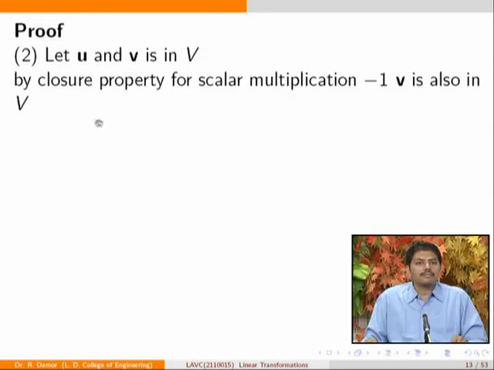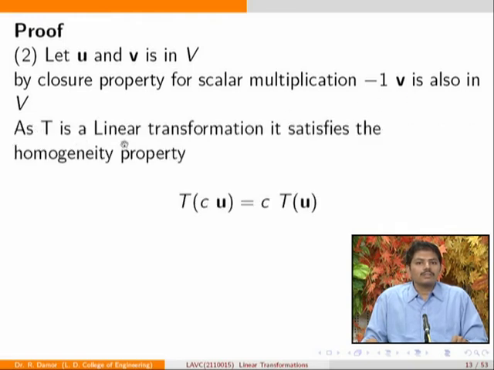Any scalar multiplication of minus V is also in V, or the additive inverse of V also belongs to V. So minus V belongs to V and U belongs to V, and their addition U plus minus V also belongs to V. Clear? So T of minus V you can find out.